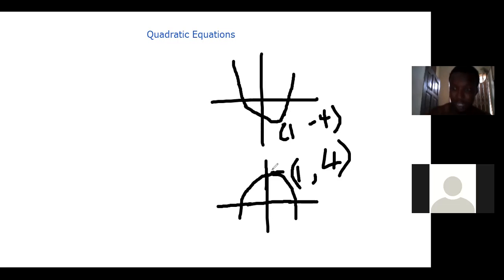It's been ages since I did quadratic equations. That is SHS time. So we are all revising.